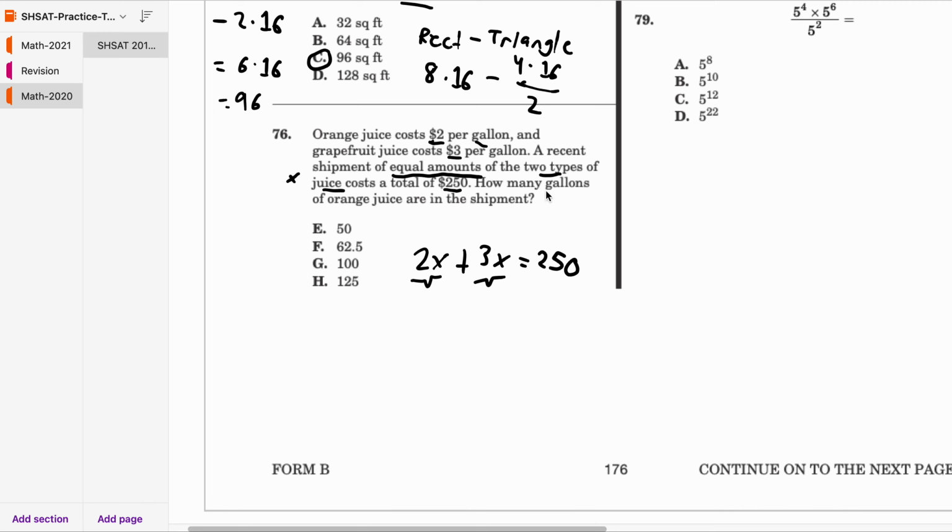So we're being asked to solve for how many gallons of orange juice are in the shipment, right? So we said that X is both the number of gallons of orange juice and the number of gallons of grapefruit juice because they're equal. So we just need to solve for x. So that would be 50. Okay.